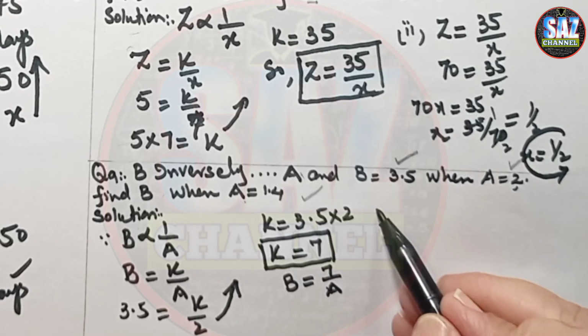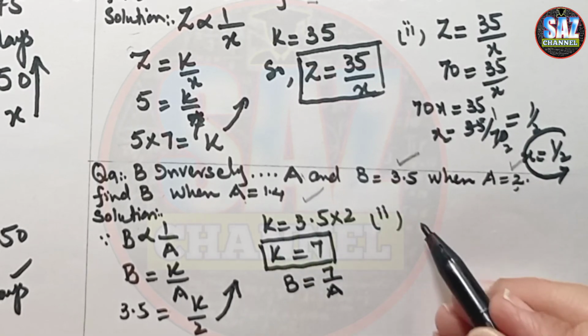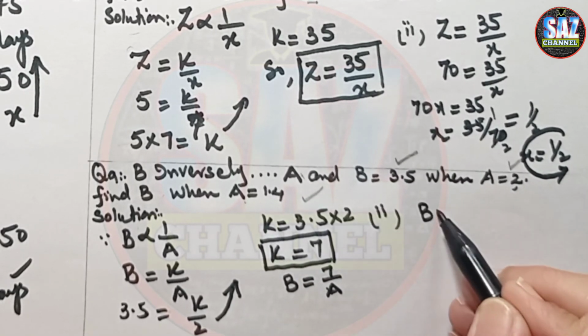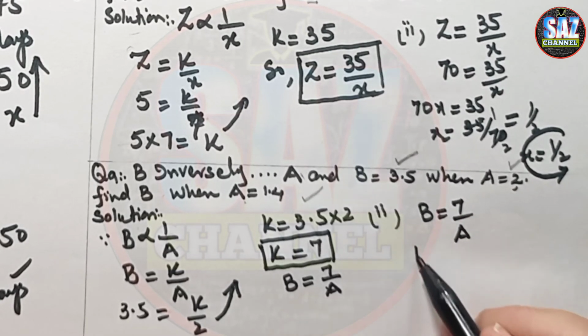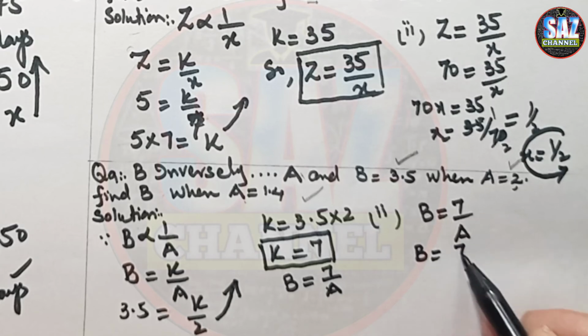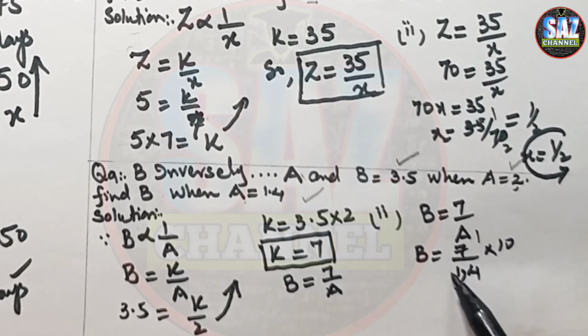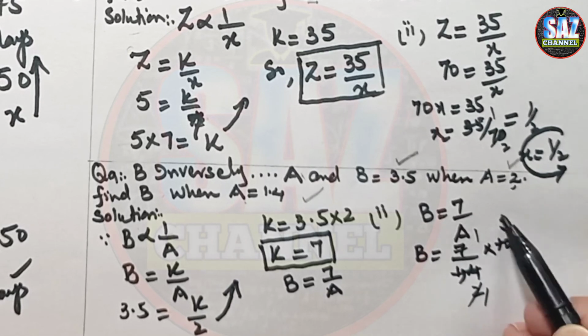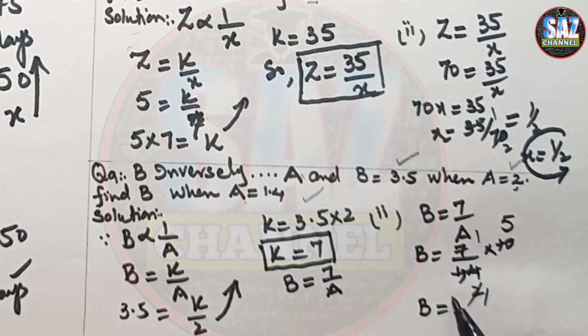And now the second part says find the value of b when a is 1.4. Again take the relationship that b equals 7 by a and a has the value 1.4. 7 upon 1.4. Remove the decimal like this and now read the table: 7 ones are 7, 7 twos are 14, and 14 fives are 70. So the value of b will be equal to 5. I hope you are clear about this lesson.